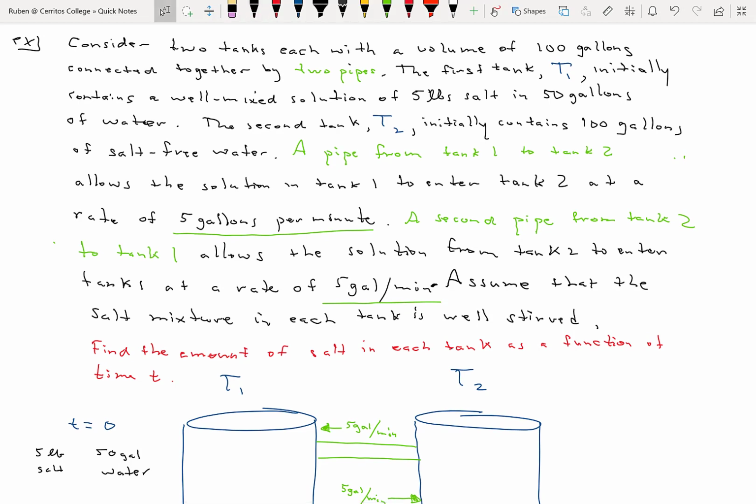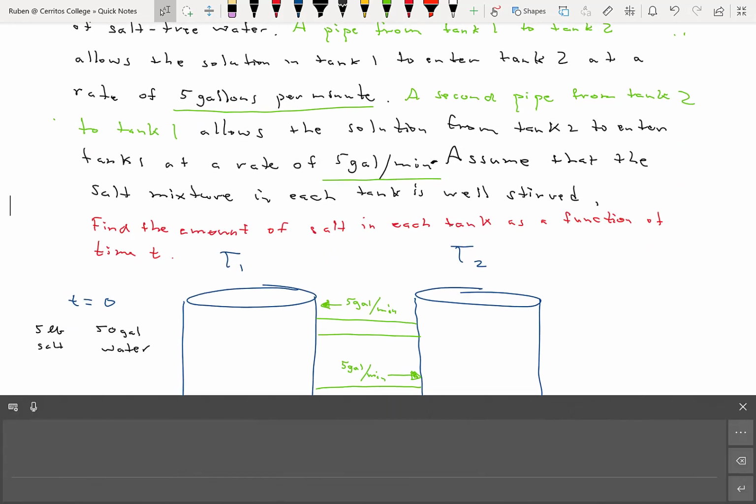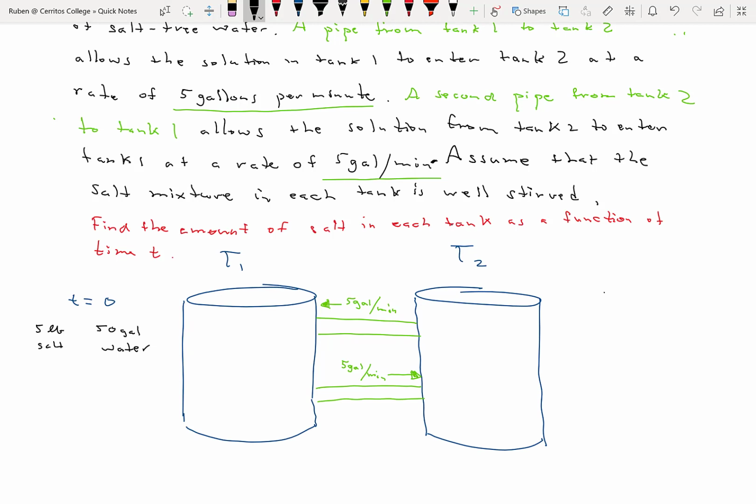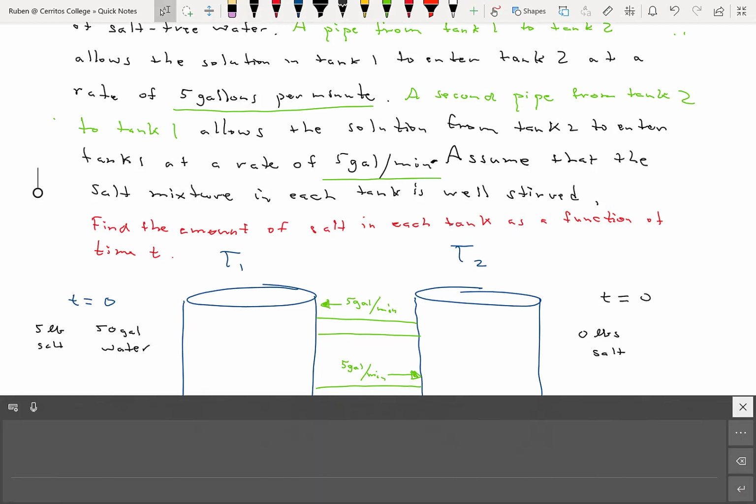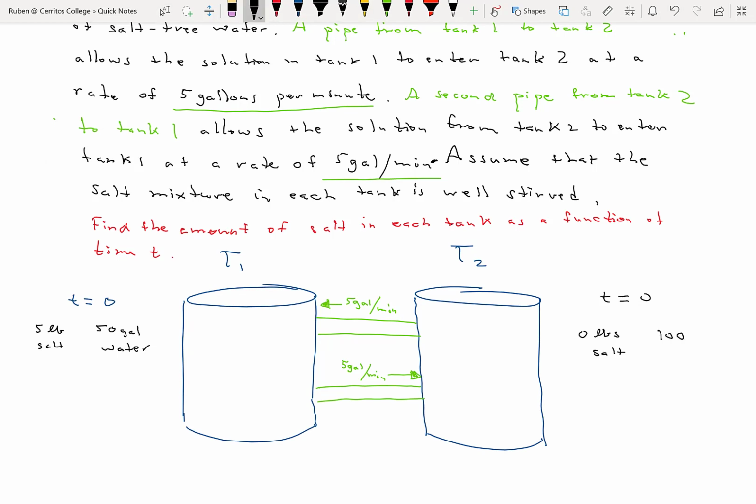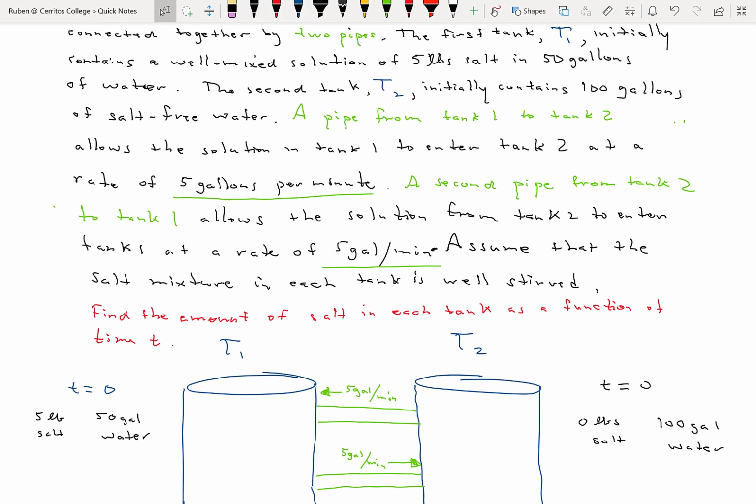Okay, all right. The second tank, T2, initially contains 100 gallons of salt-free water. So in tank 2, we also have at t equals 0 no salt in that tank. We have 0 pounds of salt, but we have it in, I think I've already forgot what I wrote. Oh, 100 gallons of water. So 100 gallons of water. Okay, so this is what's happening initially.